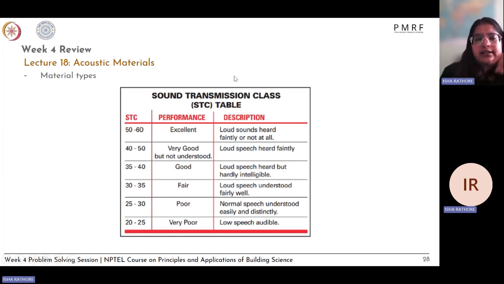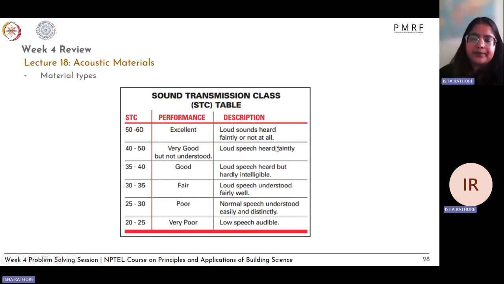And if we look at the STC rating, 20 to 25 is poor, and it basically translates into low speech audible. Then 25 to 30 is poor, where normal speech is understood easily and distinctly. 30 to 35 is fair, where loud speech is understood fairly well. 35 to 40 is good, where loud speech is heard but is hardly intelligible. 40 to 50 is very good, where loud speech is heard faintly. So the best or excellent performance is for the sound transmission class of 50 to 60. So this is loud sound heard faintly or not at all.